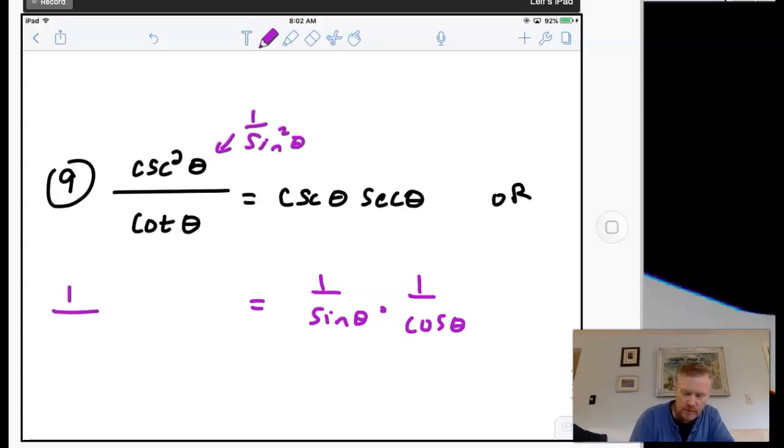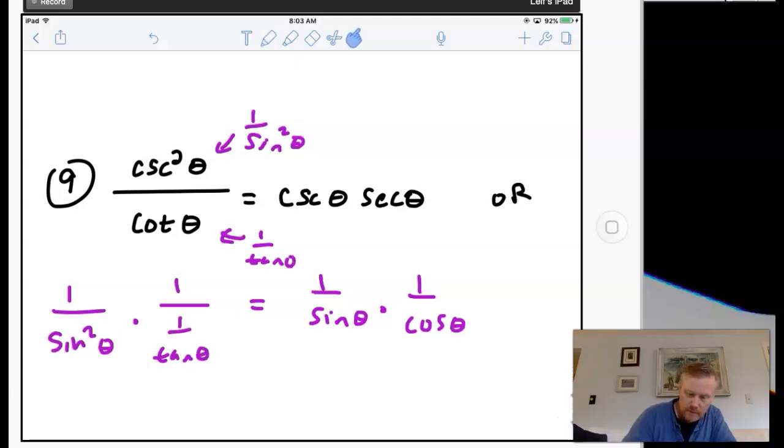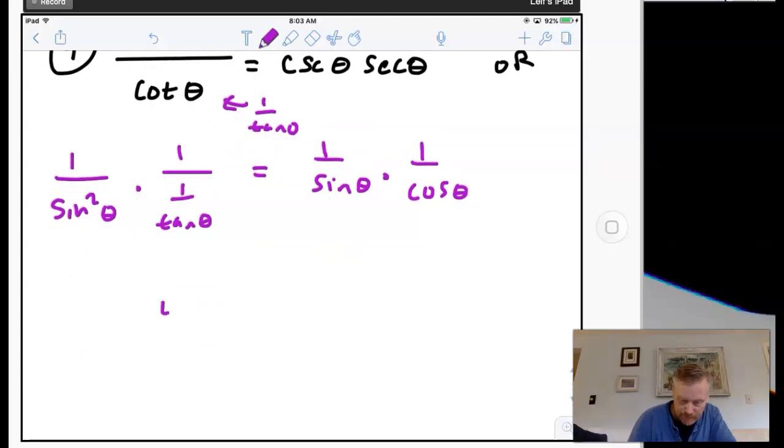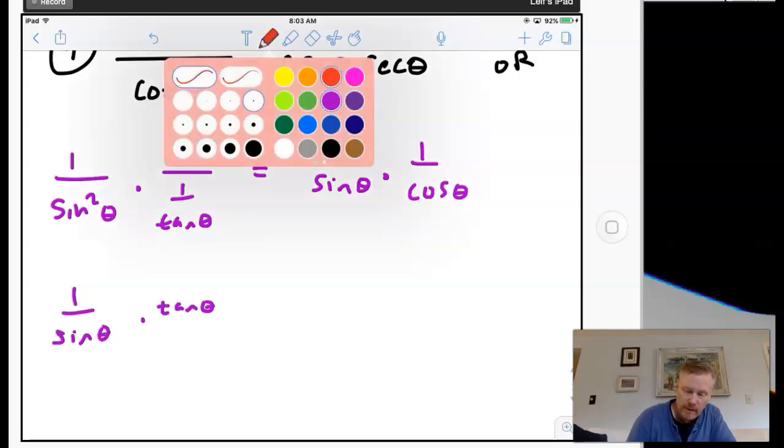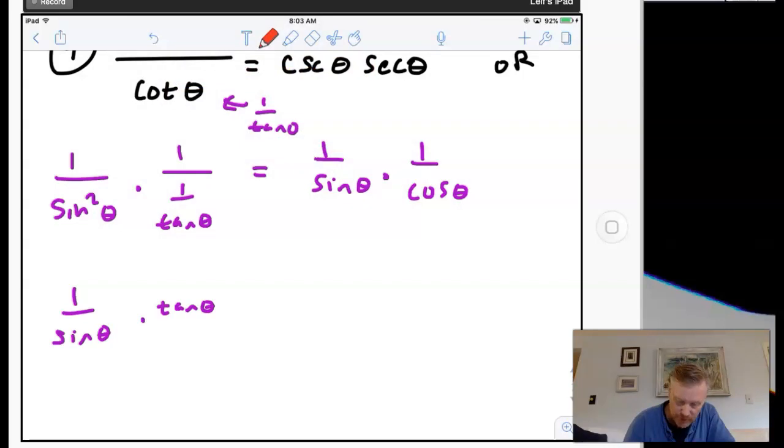Okay, so I'm going to do these as two separate fractions. I'll get to the cotangent in a minute. So this is 1 over sine squared theta. And then the cotangent, this is 1 over tangent. So since I got this in the denominator, I'm going to flip it, okay? So that's going to be regular tangent. Now, I can change tangent, right? Tangent's sine over cosine.